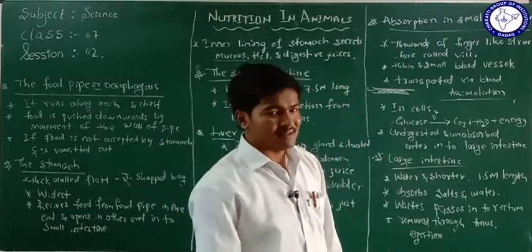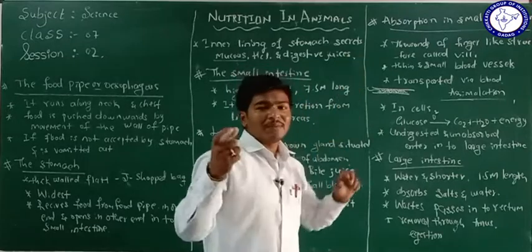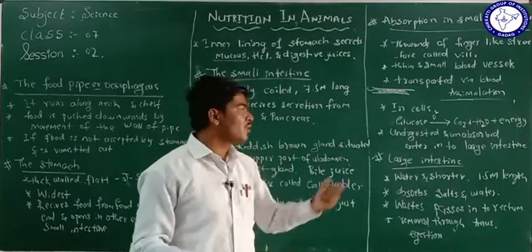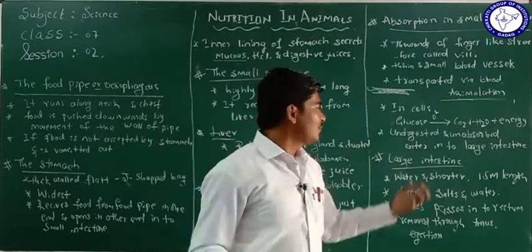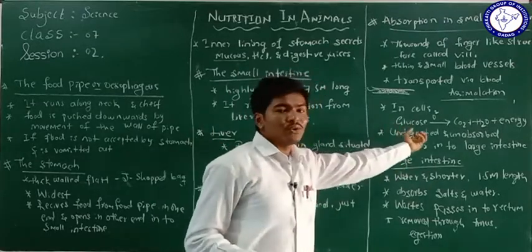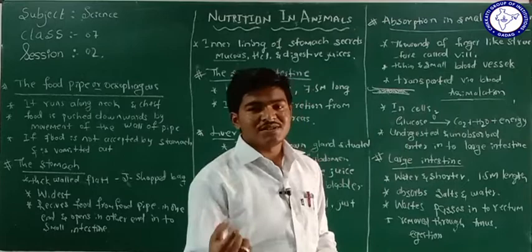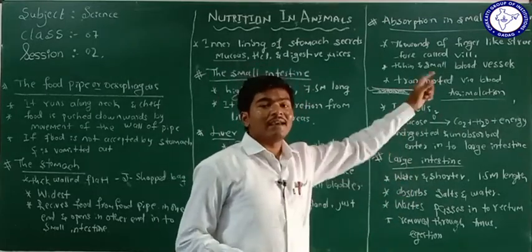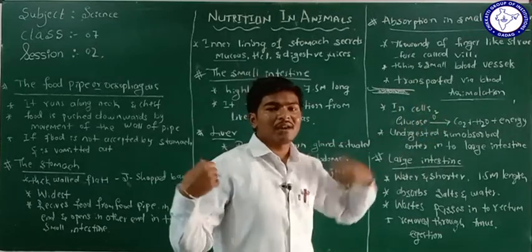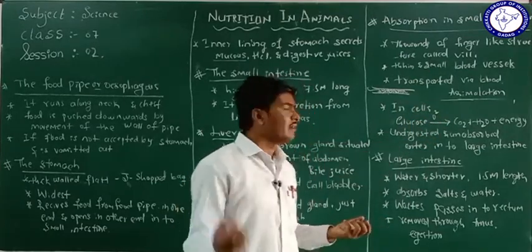by using the blood. When the simple food compounds enter into our cells, the food material, that is nothing but glucose, in the presence of oxygen, breaks down into carbon dioxide, water, and energy. That energy will be utilized by us to do any work.